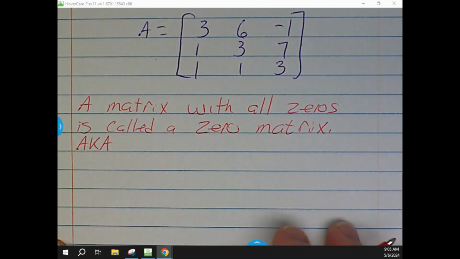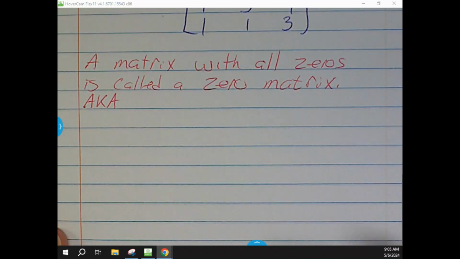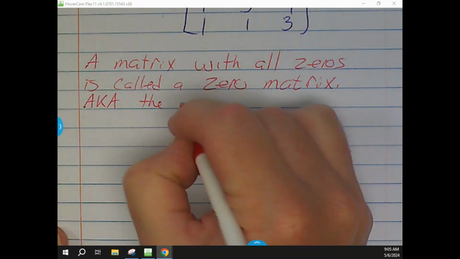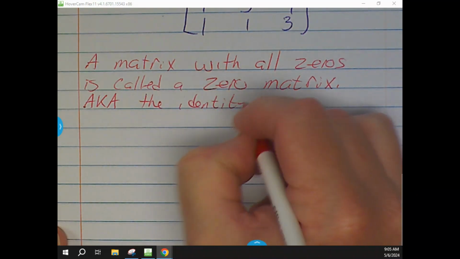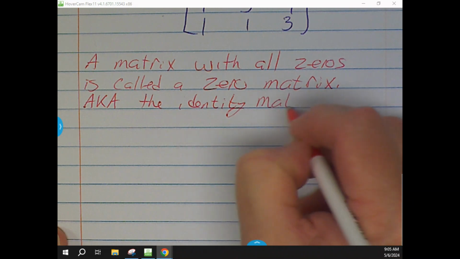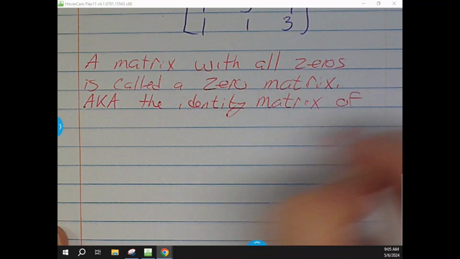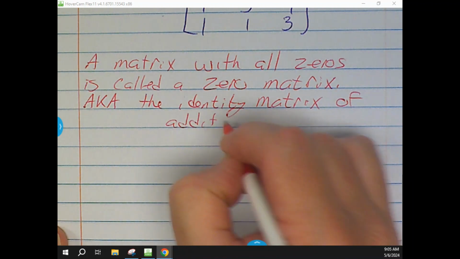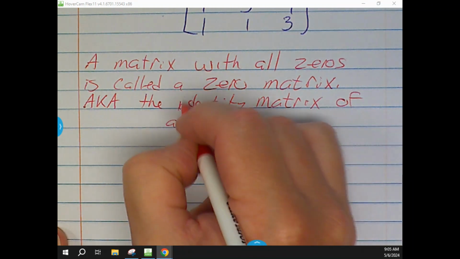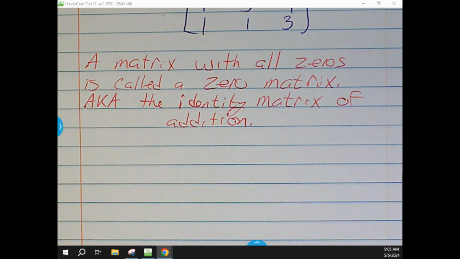All right, here's your AKA, also known as the identity matrix of addition. This is where they're tying in way back in middle school, when you first started learning different properties, like the identity property of addition, which says that if you add 0 to some number, you get the same number back. They do the same thing with matrices.